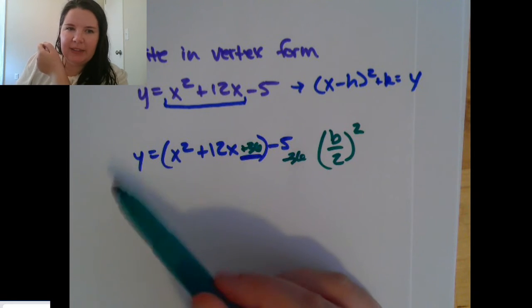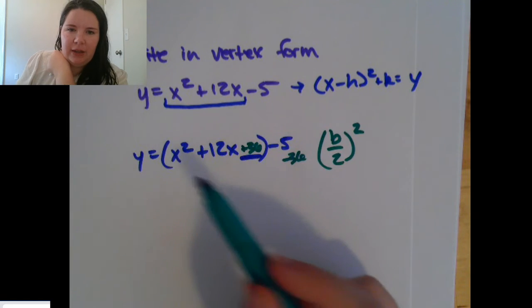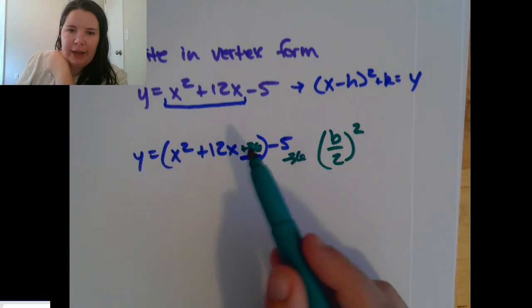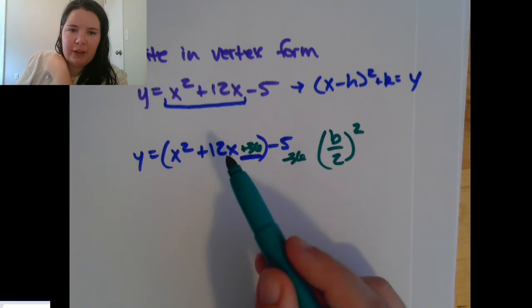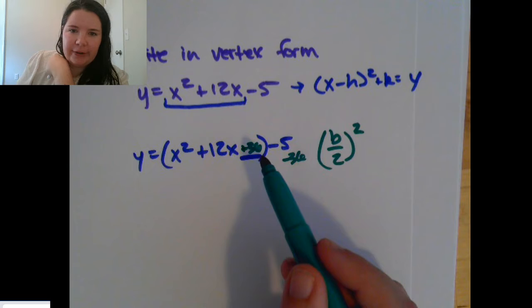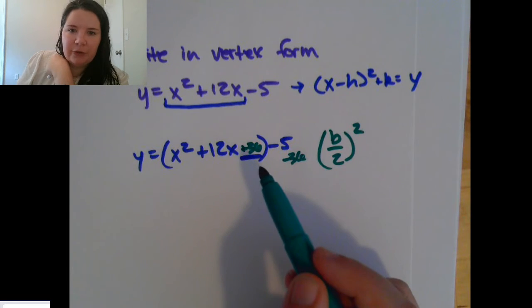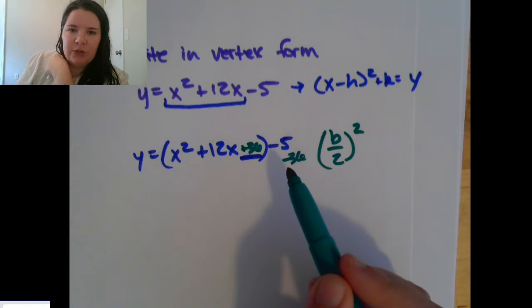Just because I have that side all nice and neat and clean, and keep all my mess over here. So I took half of my b value, 12 divided by 2 is 6. Took that value and I squared it, 36. Since I'm just adding in a magical 36, I need to correct for that. I need to also subtract 36.